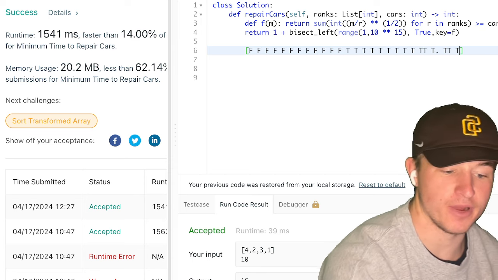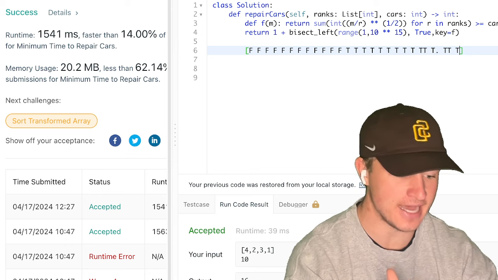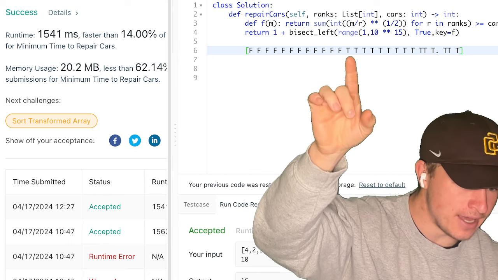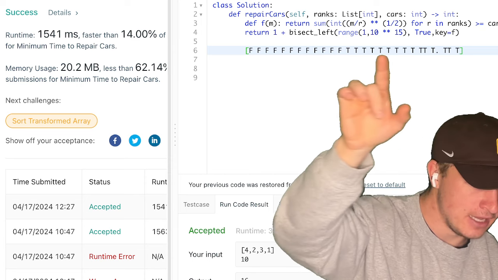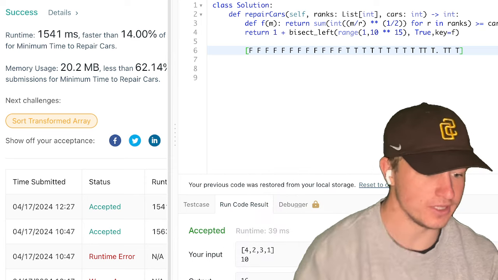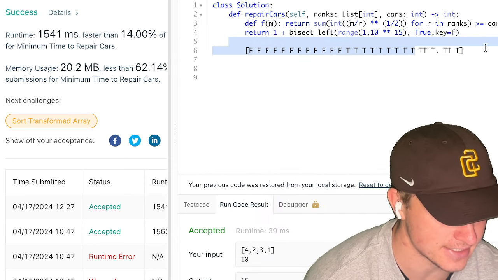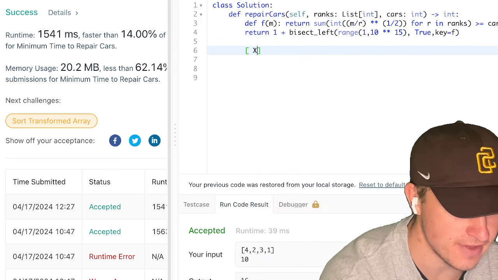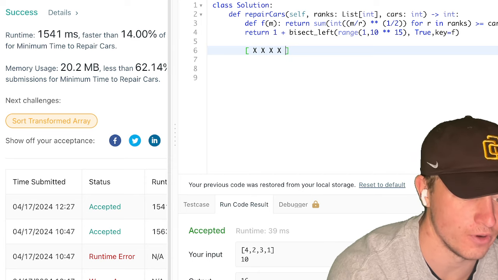That's the nature of this problem. If I can do it in an amount of time, I can do it in any greater amount of time. And if I can't do it in an amount of time, I can't do it in any time less than that. So basically what this code does is it bisects like this, and it has all these values that it actually hasn't evaluated yet.